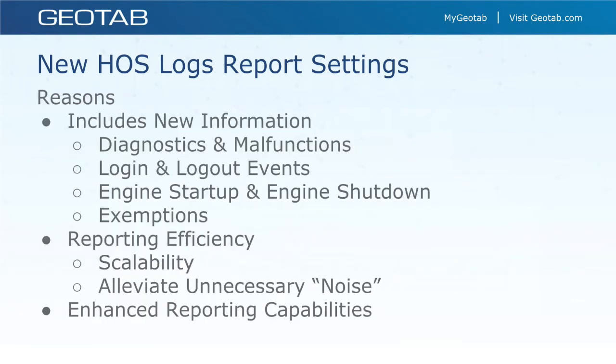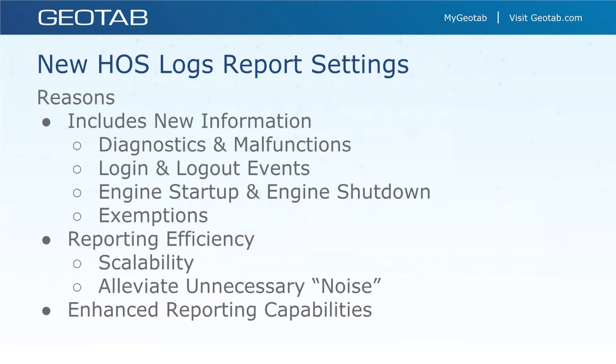So the reasons that we have these new report settings: number one, it includes new information. So diagnostics and malfunctions, login, logout events, engine startup. Those three right there were previously unavailable in the HOS logs report. We can also view exemptions, which were previously only available through the audit log. So we are consolidating here and putting some more information in one location for you.